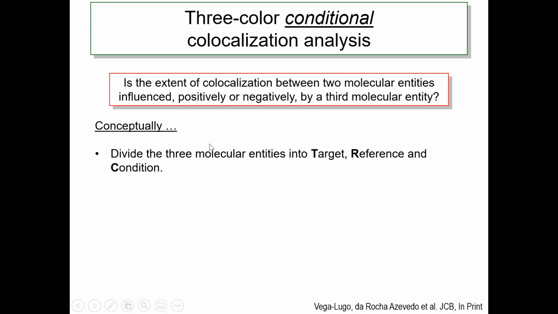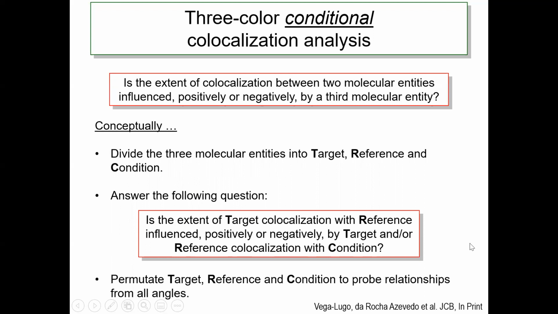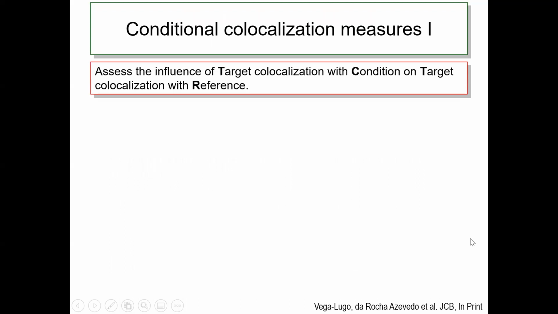So conceptually, what we do is that we divide the three molecular entities into target, reference, and condition. That's what we call them. And the question we are answering is: is the extent of target colocalization with reference influenced positively or negatively by target and/or reference colocalization with condition? And of course, by permutating who is the target, who is the reference, and who is the condition among the molecular entities, one can probe these relationships from all angles. So let's get into a little bit more detail.